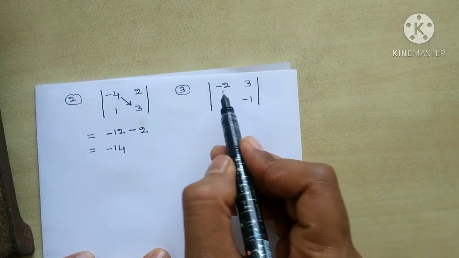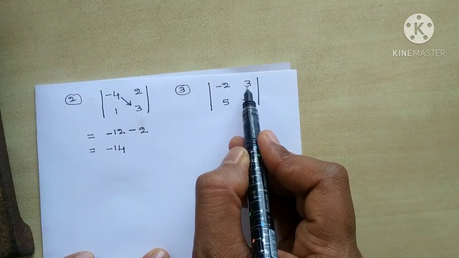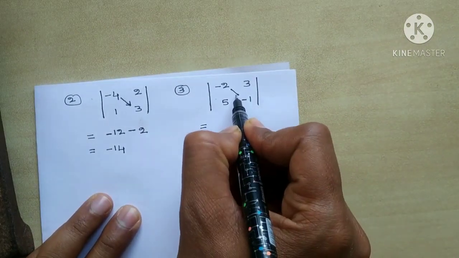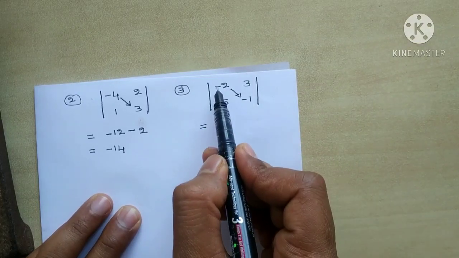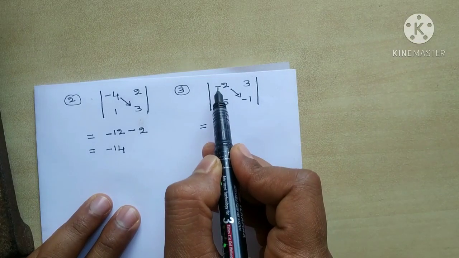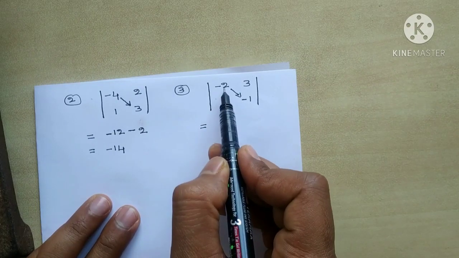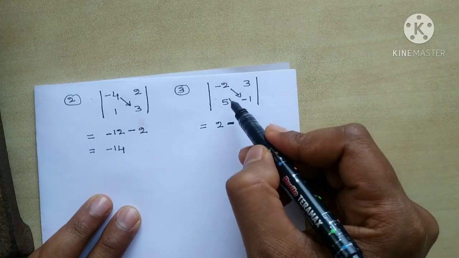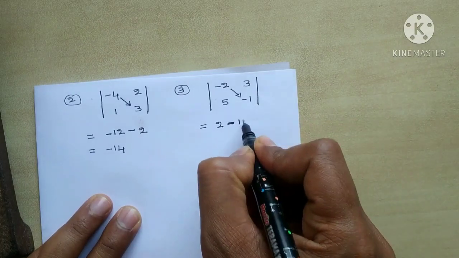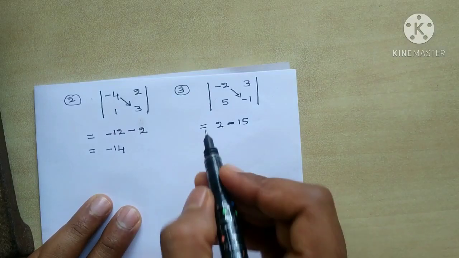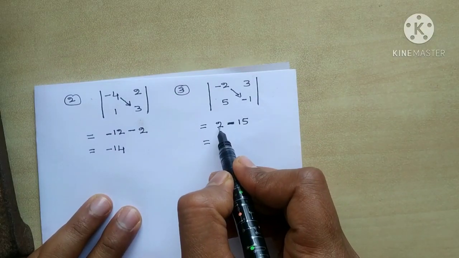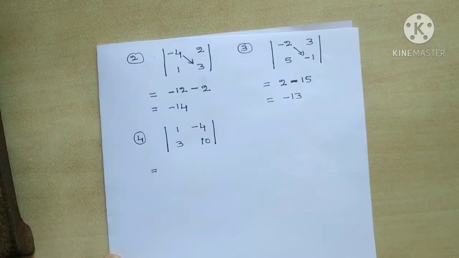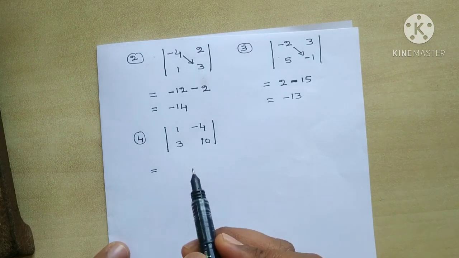See the next example. The determinant of [minus 2, 3; 5, minus 1] is equal to, again, these two values you multiply first. See the signs here: minus sign and minus sign, minus into minus is plus, 2 into 1 is 2. Again in the middle always a minus sign will come. 5 into 3 is 15. Next do the subtraction: 2 minus 15 is minus 13.